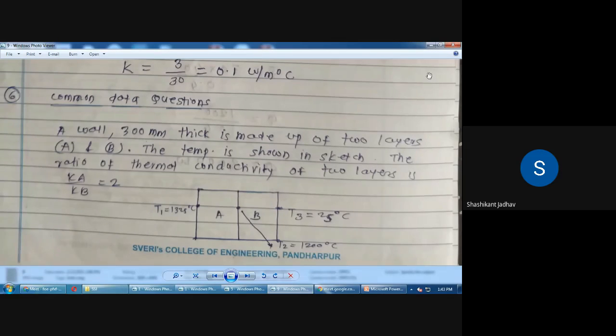Rhythm got the correct answer 0.213. Okay, what about others? Rhythm, then we have to find out the value of thickness of layer A. आता we know that value of LA by LB is equal to 0.213. So by using that equation we have to find out the value of LA.